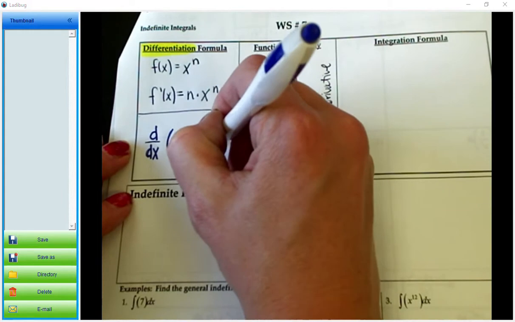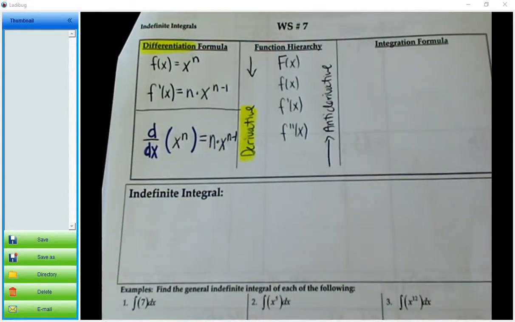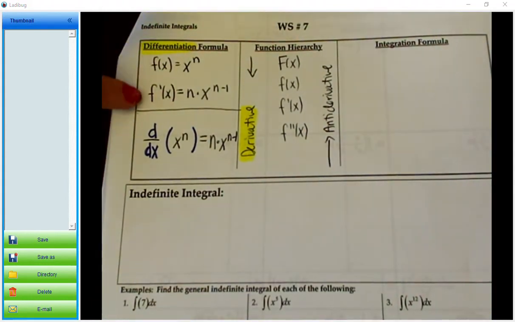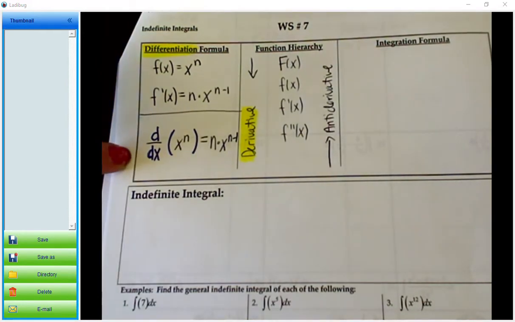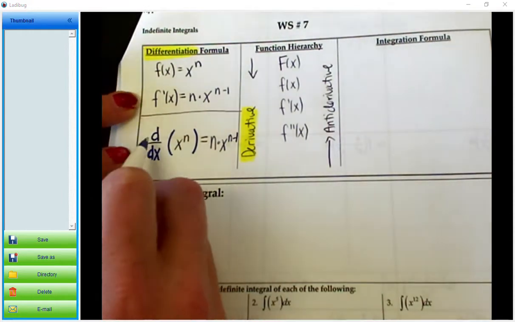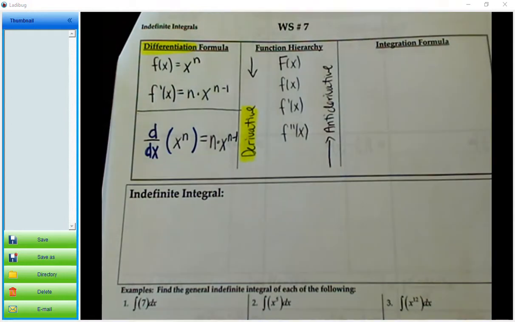The power comes down, the exponent decreases by 1. That's it, right? This makes me think of derivatives and the hierarchy. This is also the derivative. It's just in a different format. d/dx means find the slope of this thing, right? Change in y over change in x.